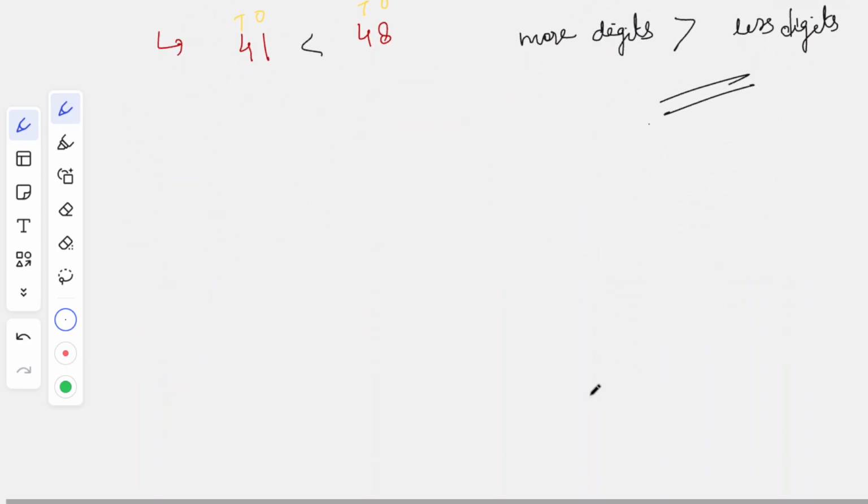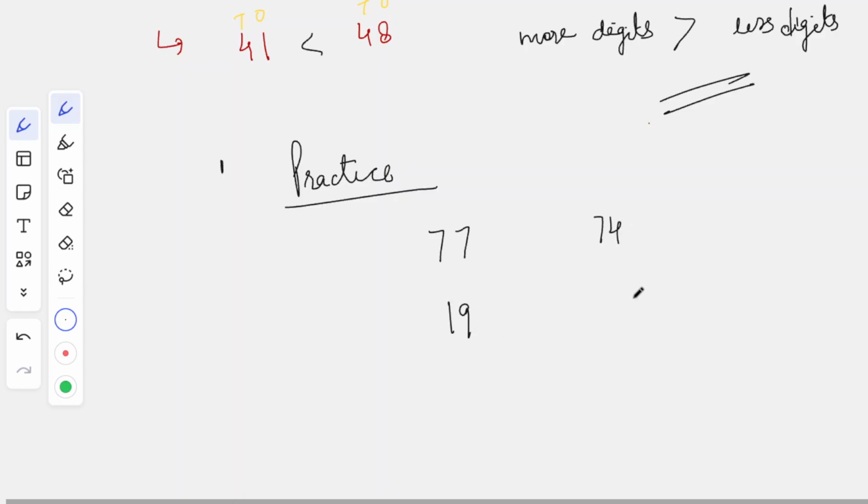Now, I want you to try some comparisons on your own. Okay? So, compare 77 and 74, 19 and 91, 4 and 8. Okay? Compare these and see if you can solve them on your own. This will help you understand better.